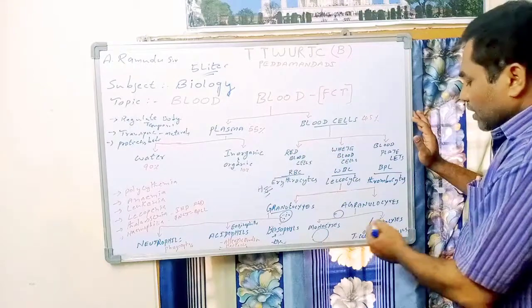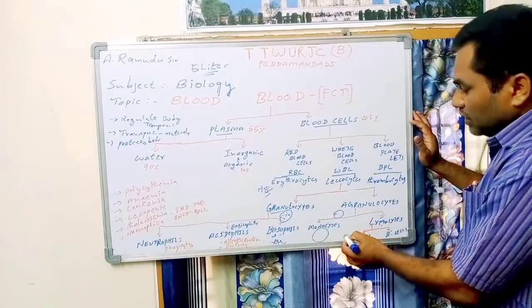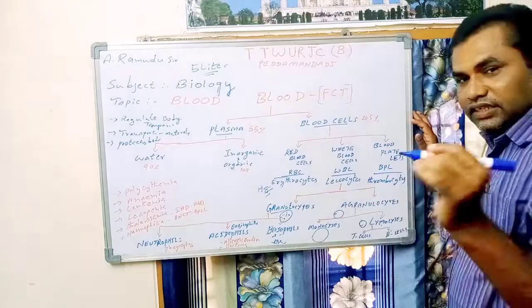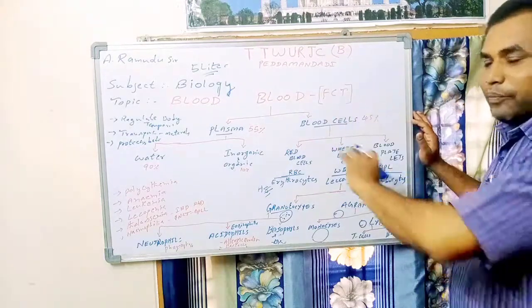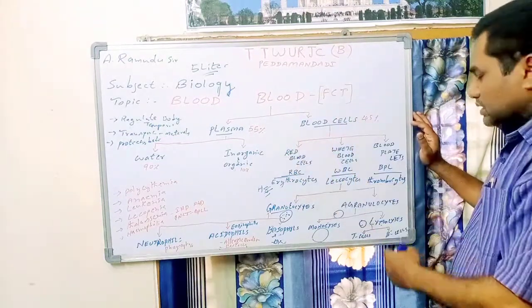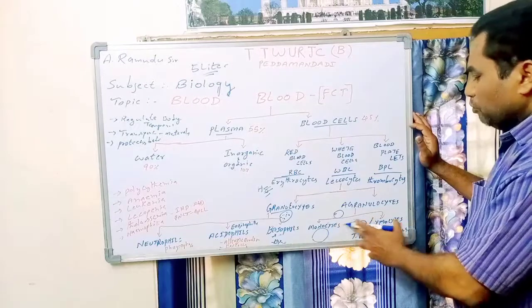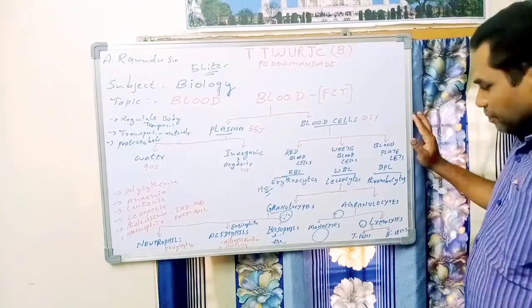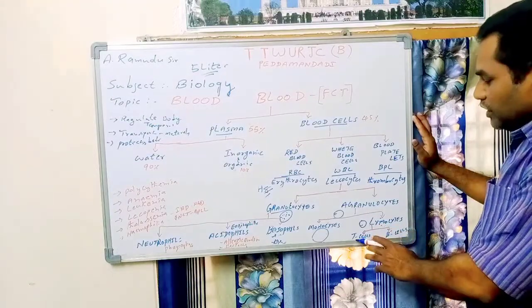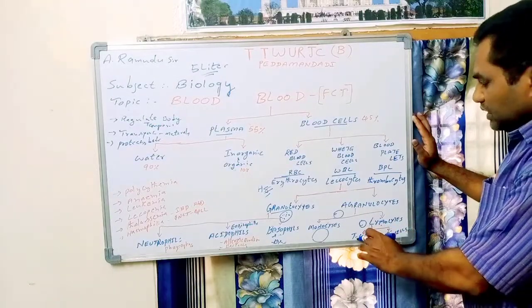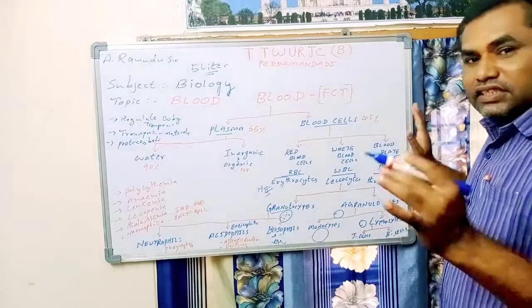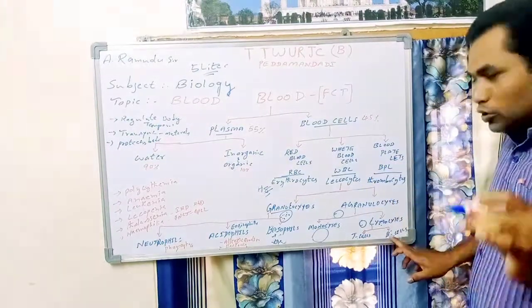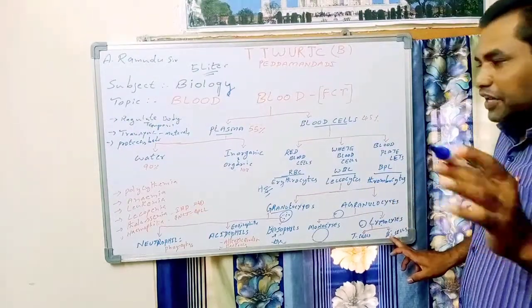Lymphocytes are the smallest cells compared with all blood cells. Monocytes and lymphocytes both participate in immunity. Lymphocytes are again classified into two types: T cells and B cells. These T cells and B cells participate in immunity.